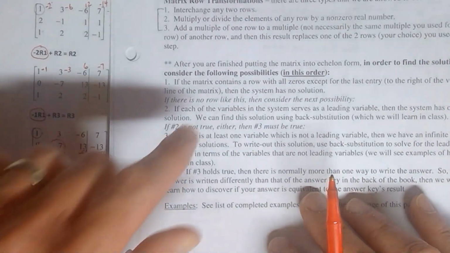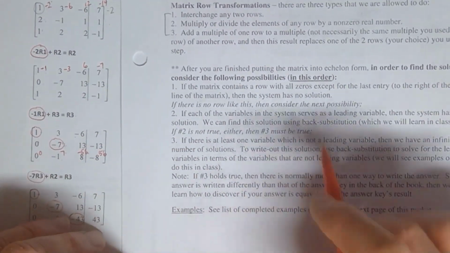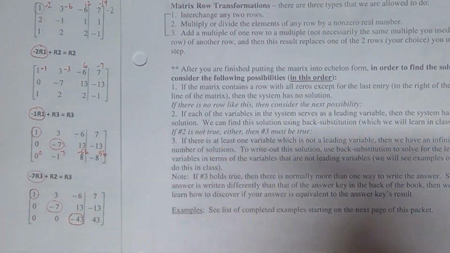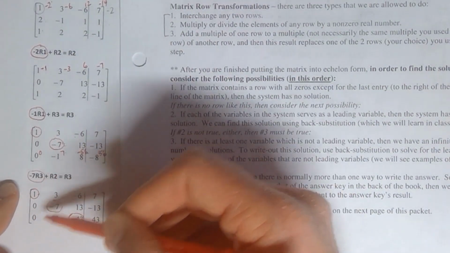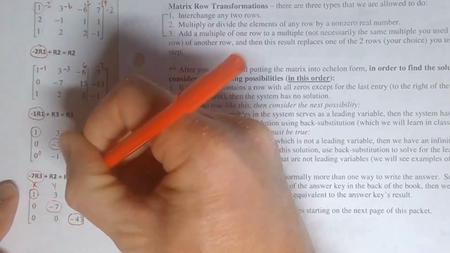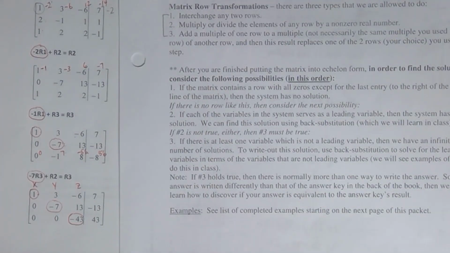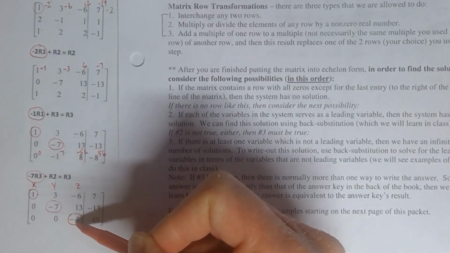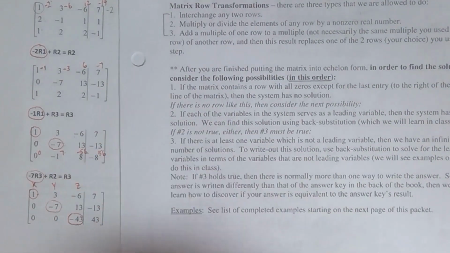Okay, so we go on to step 2 here. It says if each of the variables in the system serves as a leading variable, in other words, does each variable, okay, again, the first column is the x column, the second column is the y column, the third column is the z column. Does each column have a leading number? Okay, that would make it a leading variable. Each column does have a leading number. X has 1, Y has negative 7, Z has negative 43.